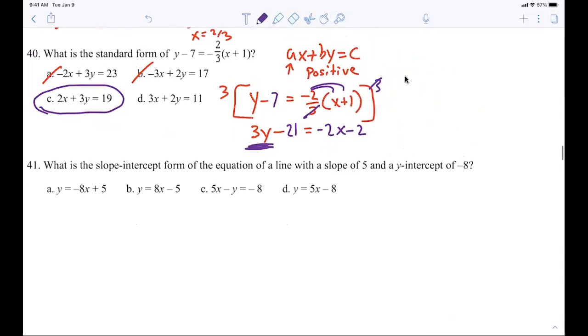All right. So now I'm just going to show you, we want the x on the same side. So I add 2x to this side and I add 21 to this side. So it's going to be 2x plus 3y equals 19. Anybody have any issue with that? Make sense now? Why don't you times like the... You can if you want. It'll be the same answer, right?